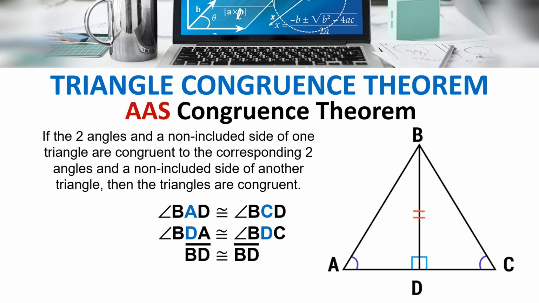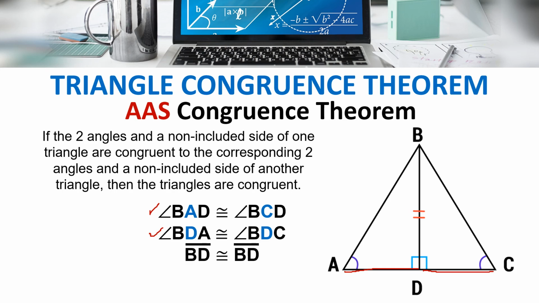Okay? Kung kanina, yung ASA, ang included side ay ito dapat. Diba? Sa other triangle, ito naman. Kasi, sila yung nag-overlap o sila yung common side kapag pinagsama yung dalawang angles na tinukoy. Itong dalawang angles na to. Okay? Pero hindi. Dito sa AAS, itong non-included side ang tinutukoy.